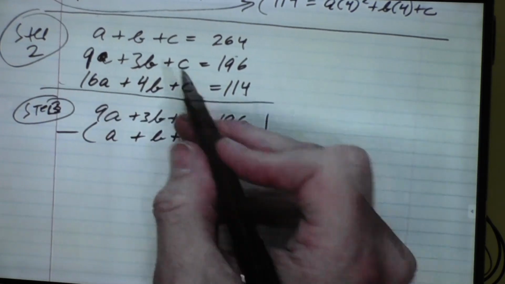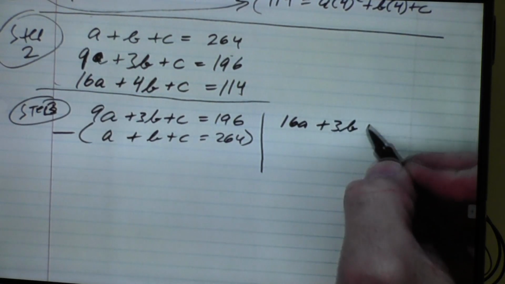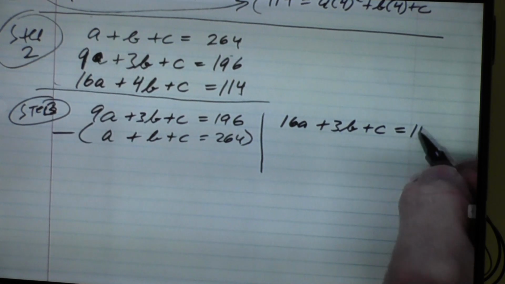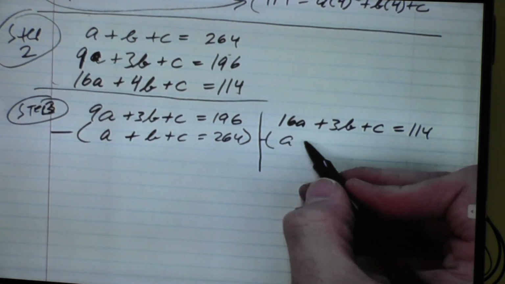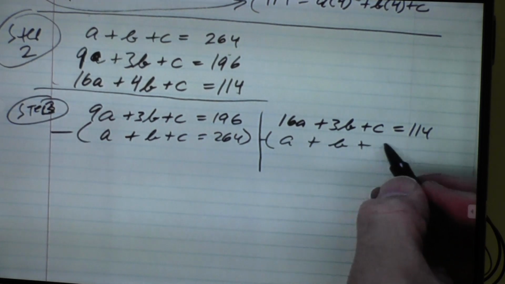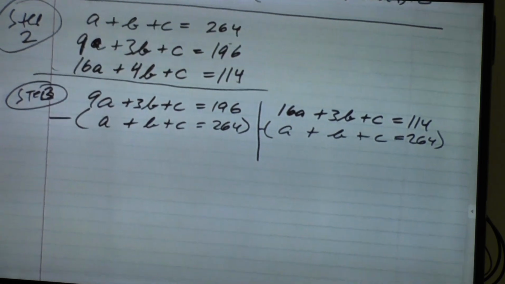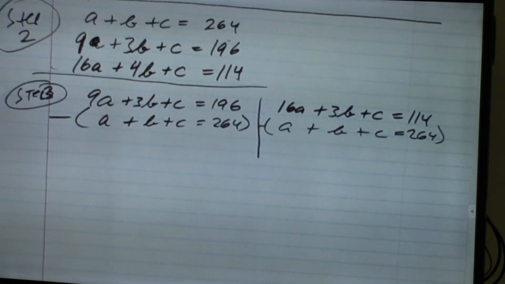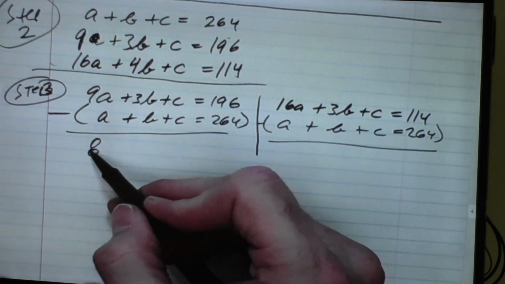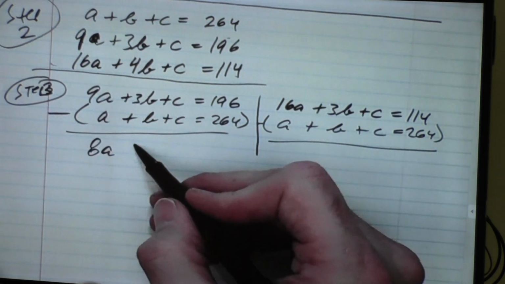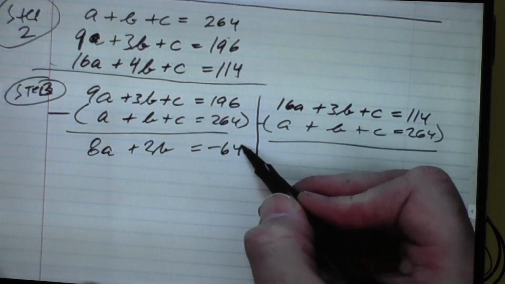And then I'm going to do the third one minus the first one. 15A plus 3B plus C equals 114. Minus A plus B plus C equals 264. And then subtract. 9 minus that, that's 8A. 3 minus 1 is 2B. And that's equal to negative 68.